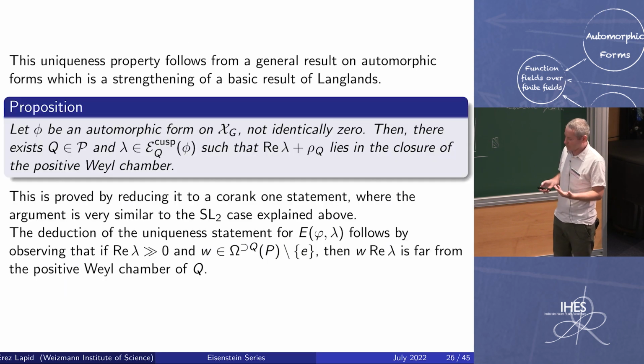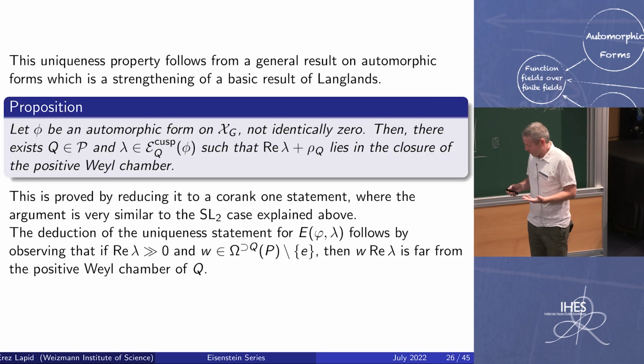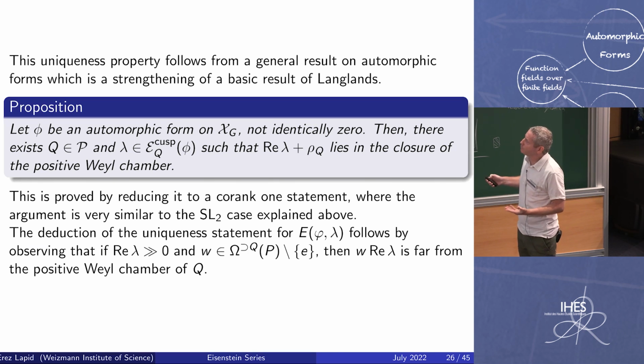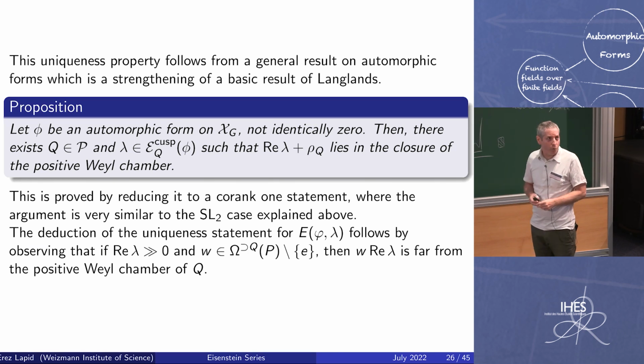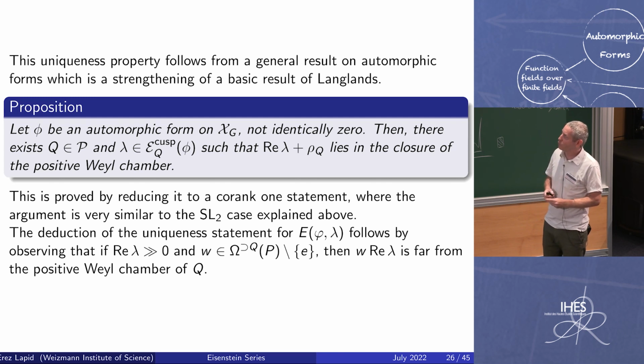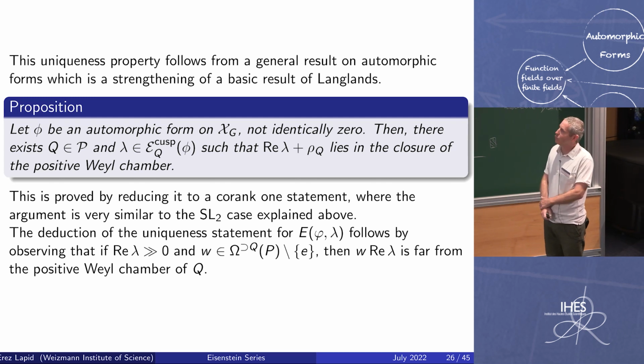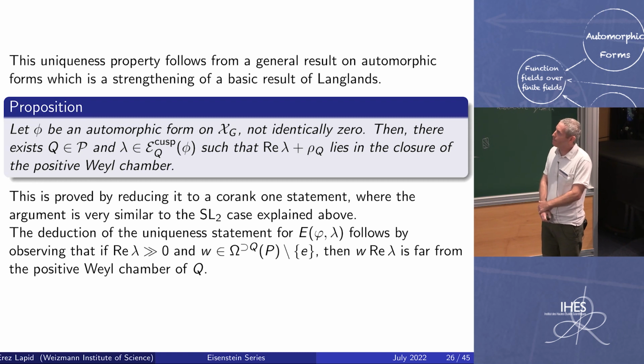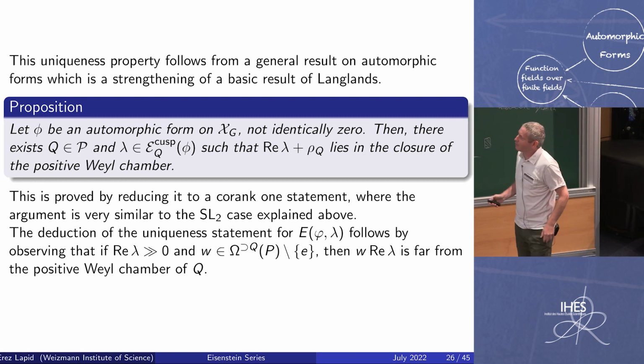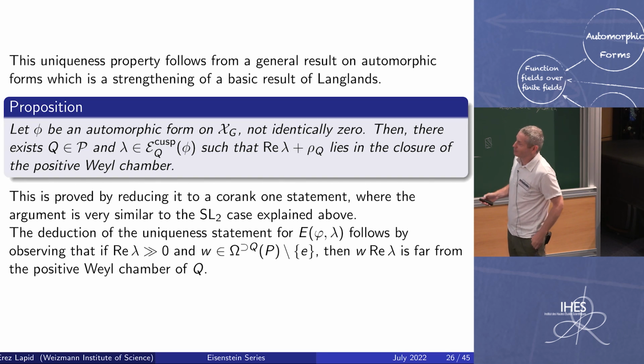But in fact, it follows from something more general, so you can forget about Eisenstein series for a moment and just consider automorphic forms in general. There's the following uniqueness property for automorphic forms. Suppose I have an automorphic form on G(A) mod G(F), which is not identically 0. Then, first of all, by Langlands, there is some cuspidal exponent.